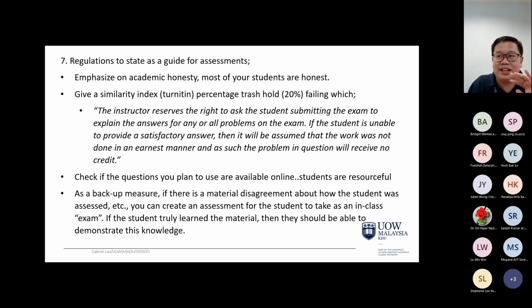If it exceeds the threshold of 20%, we have the right to investigate. Now, ladies and gentlemen, don't forget, having more than 20% doesn't mean the student plagiarized. Turnitin is not checking for plagiarism. Turnitin checks for similarity. Similarity can lead to plagiarism. Plagiarism is the crime. Similarity is not a crime.